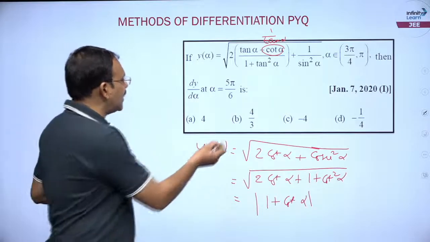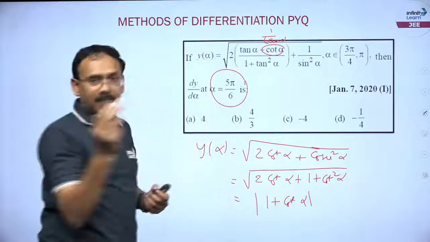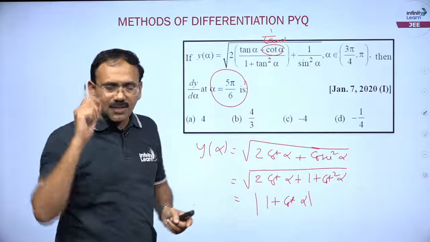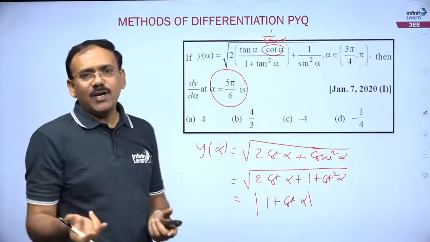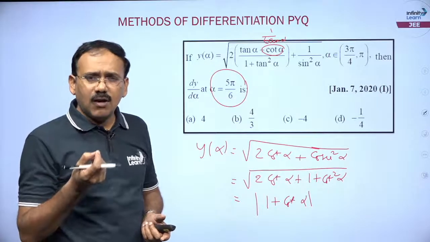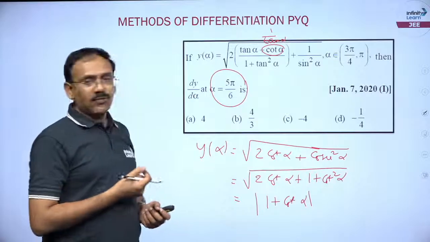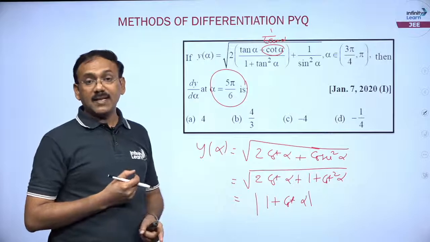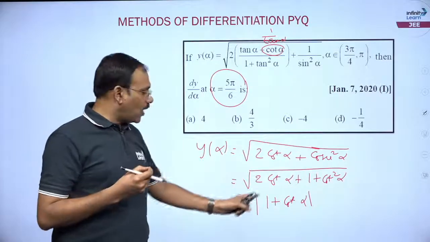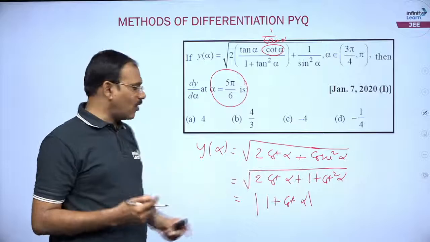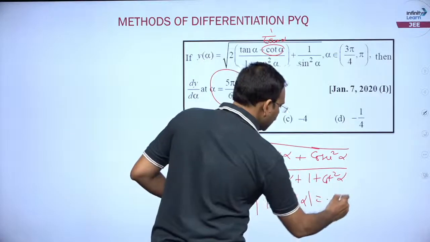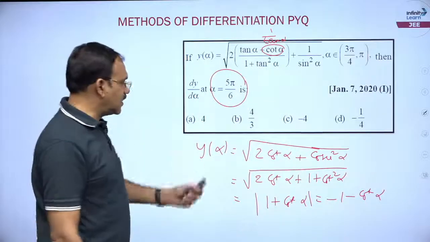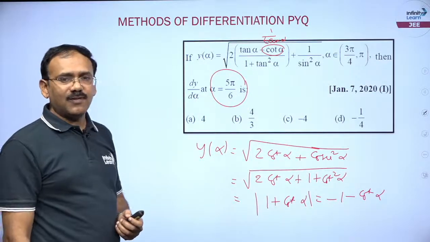Now, he is asking at alpha around 5 pi by 6. So, derivative at 5 pi by 6 means alpha is not exactly 5 pi by 6, because you know derivative is also a limit. Alpha is almost 5 pi by 6, which is 150 degrees, where cot alpha will be, I can say, around minus root 3. 1 plus minus root 3 is a negative quantity. So, I can write it as minus 1 minus cot alpha. Yes, this is going to be y of alpha, my dear friends.